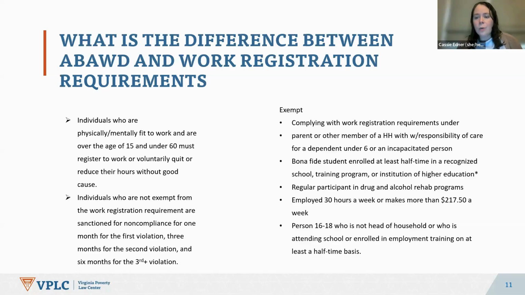Another one that I think is very important is individuals employed or making more than $217.50 a week. And why is that important? Because the ABOD requirements are 20 hours a week. However, we do have a higher minimum wage in Virginia than the $7.25, and some employers offer more than even the state minimum wage. So it is possible that people are not hitting that 20 hours a week, but they're hitting that $217.50 a week. So it's really important that people are screened for that exemption.